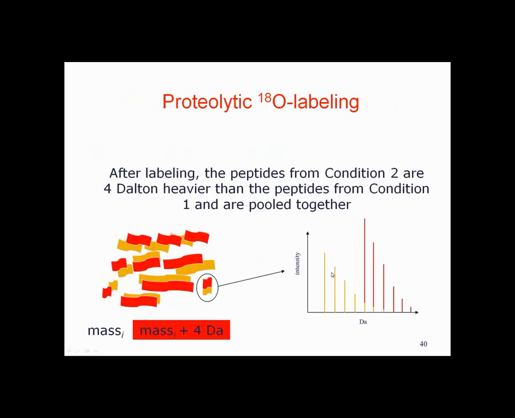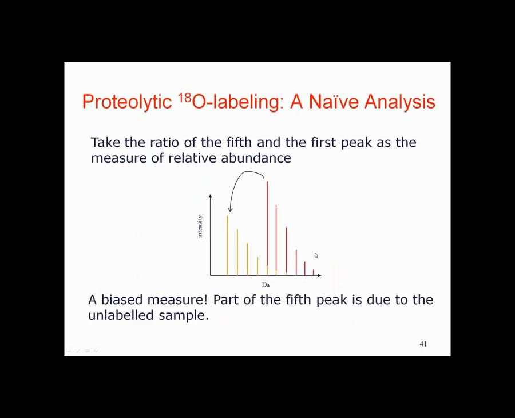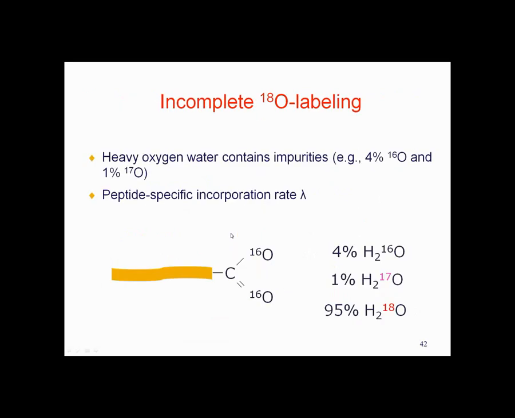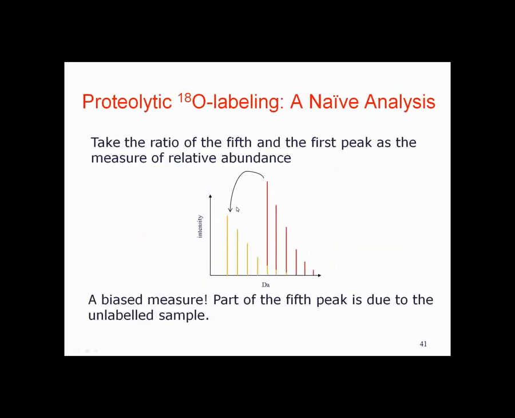Why? Because you can see that there is a little bit of input of the unlabeled molecules from condition 1 entering the 5th, 6th, and 7th, and so on peaks, which belong predominantly, in this example, to condition 2. So part of the 5th peak is actually due to the unlabeled sample, and therefore this ratio of the 5th to the first peak is a biased measure of the relative abundance. This naive analysis would make the results problematic.